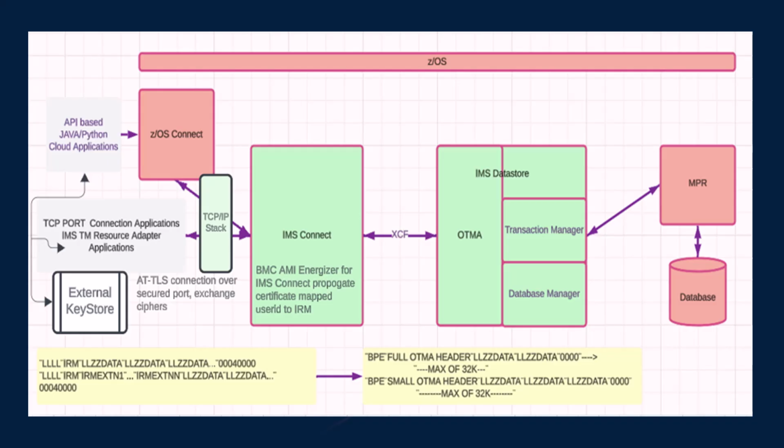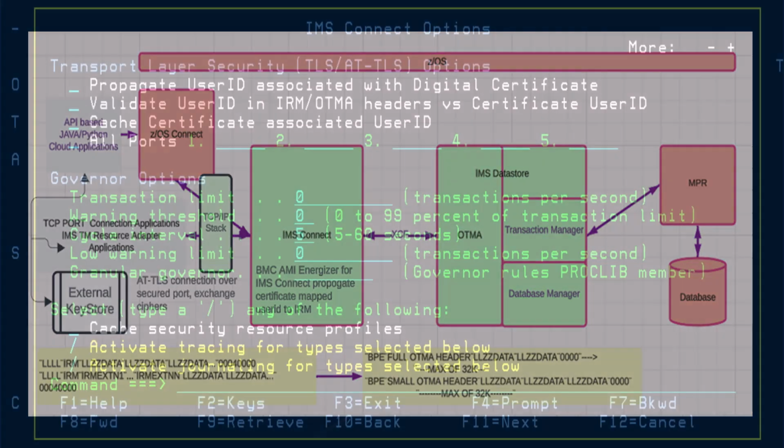Once a message is marked as trusted, IMS Connect and OTMA, Open Transaction Manager Access, eliminate redundant authentication steps, enabling faster message routing. This optimization reduces processing time per request, improving throughput and overall system performance.